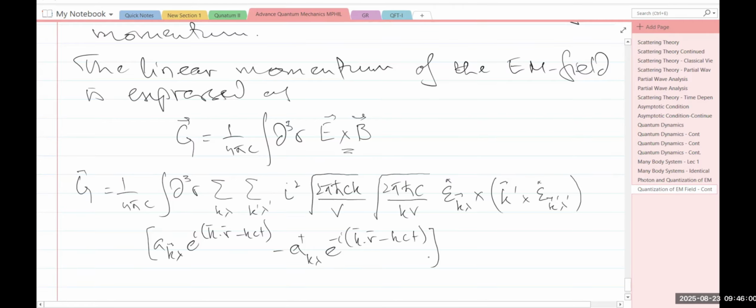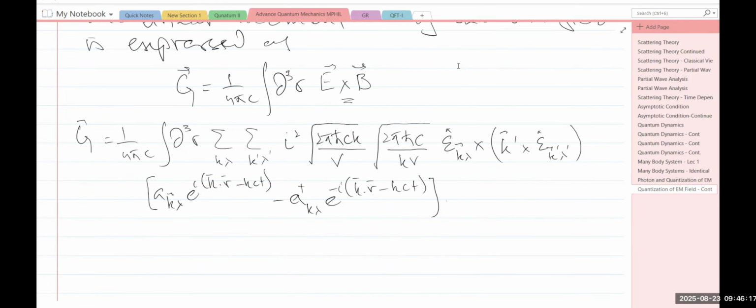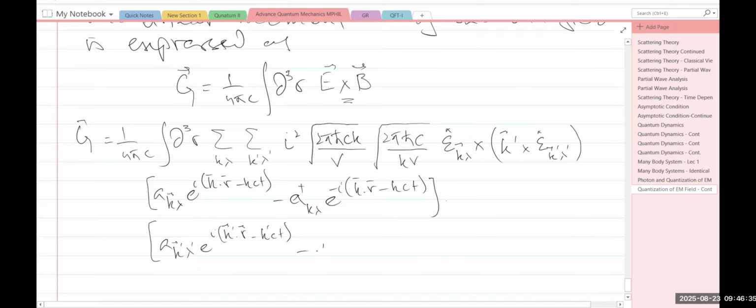Then we have the other factor for B, that is a_{k'λ'} e^{i(k'·r − k'ct)} minus a_{k'λ'}† e^{−i(k'·r − k'ct)}, and this bracket.